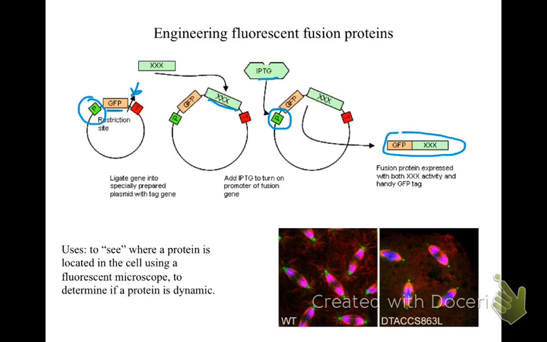Of course, GFP could also be put at the C-terminal end of your gene so that your fusion protein has the configuration XXX-GFP.